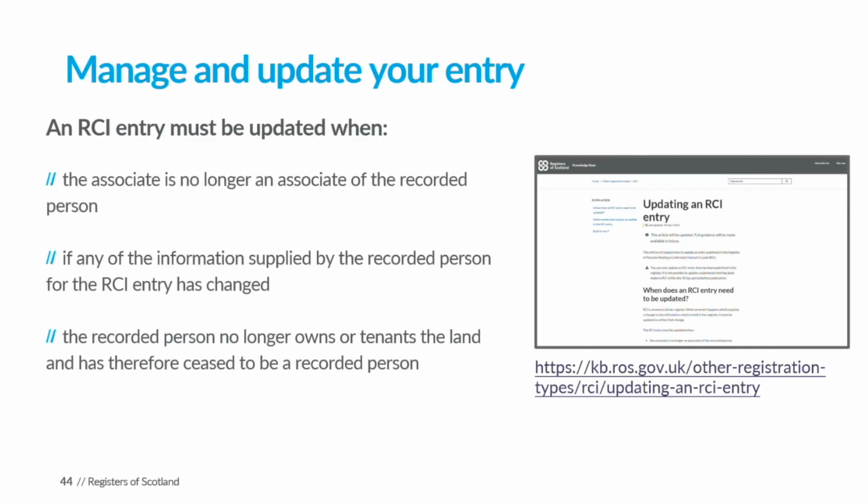Once an entry has been made, it is the duty of the recorded person to maintain the entry. This is done through the Manage an Entry option on the RCI homepage of the service. This could include removing associates, changing any information supplied if it's changed, for example, a change of address, and if the recorded person ceases to be the recorded person, then the entry must be removed. It can also include AGM changes to office bearers or a partner retiring and being replaced, for example.